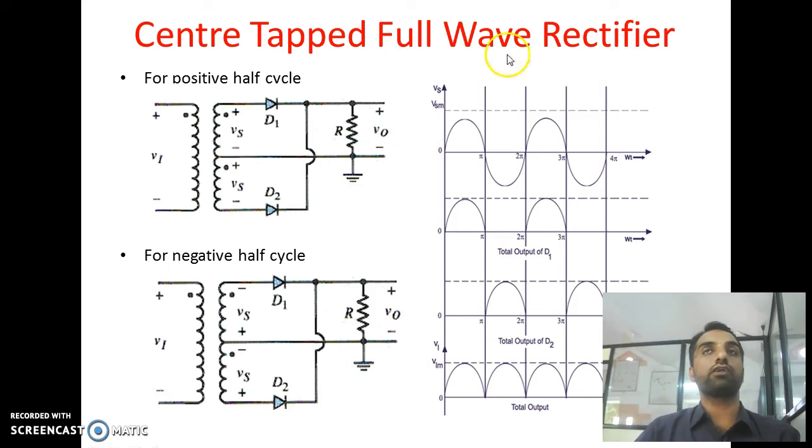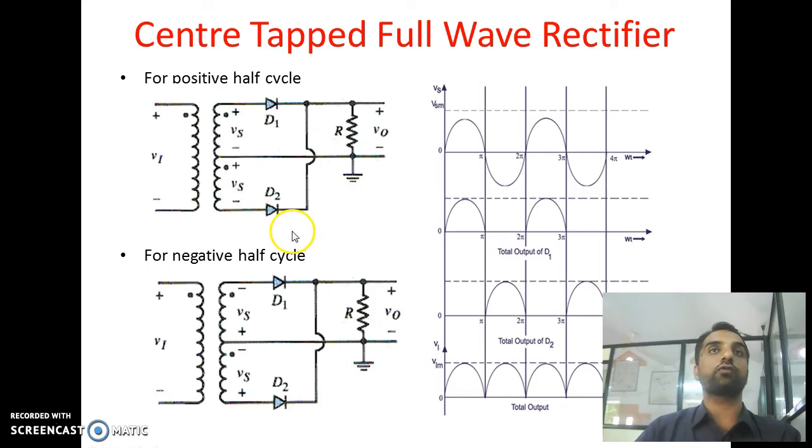Now we'll discuss the center tapped full wave rectifier. For the center tapped full wave rectifier, it requires a different type of transformer. This is called the center tapped transformer, in which there are three secondary terminals: the first, the middle, that is ground or center, and the third one.